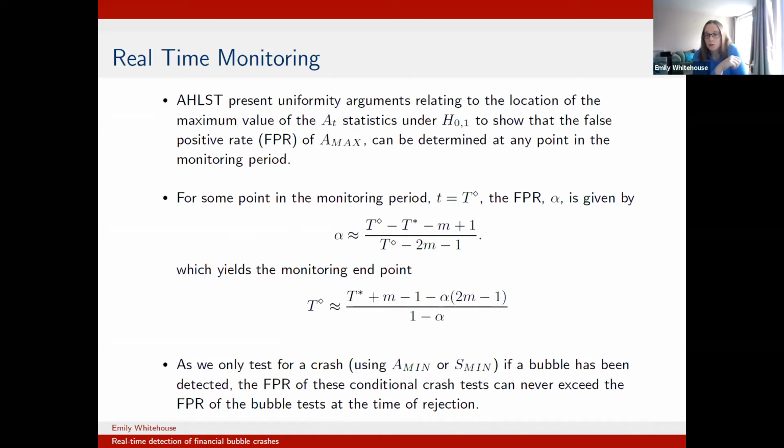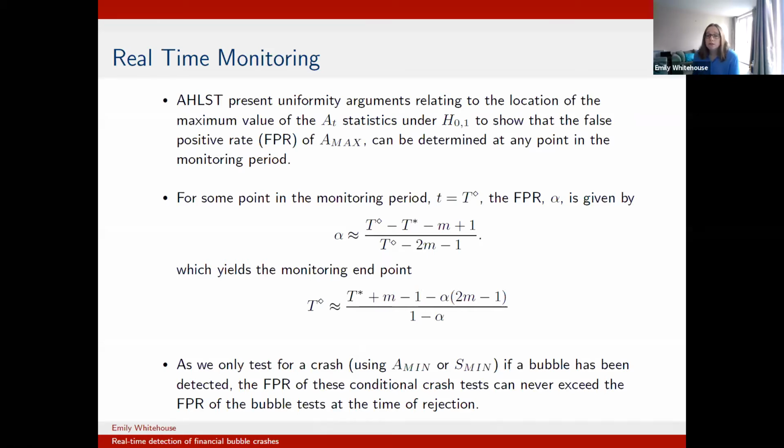Okay, so if you told me I want to monitor 30 periods into the future, we could set T diamond equal to 30, and plug it into this equation, and we get an approximation of what the false positive rate alpha would be at that point in time.